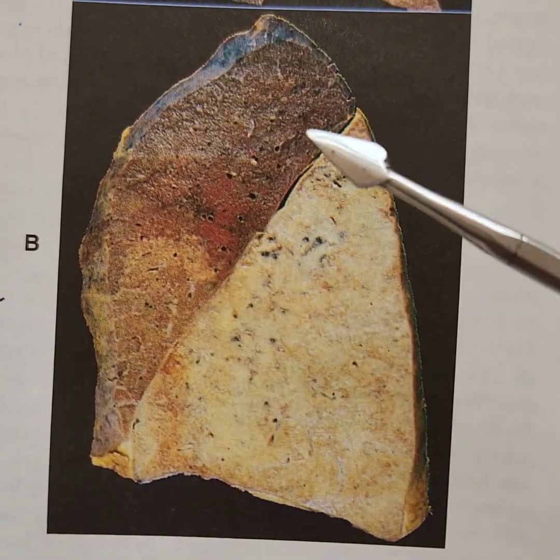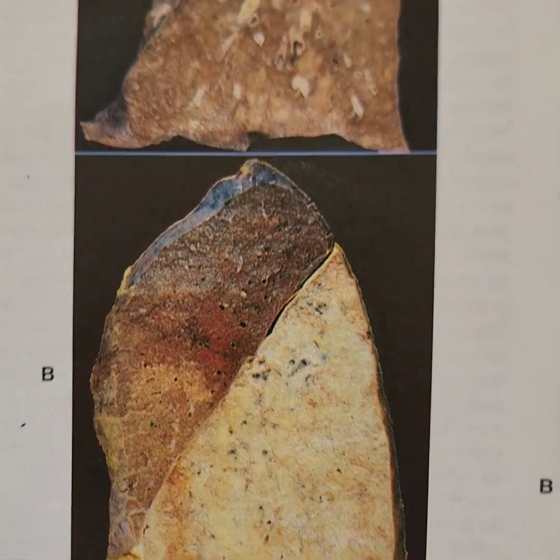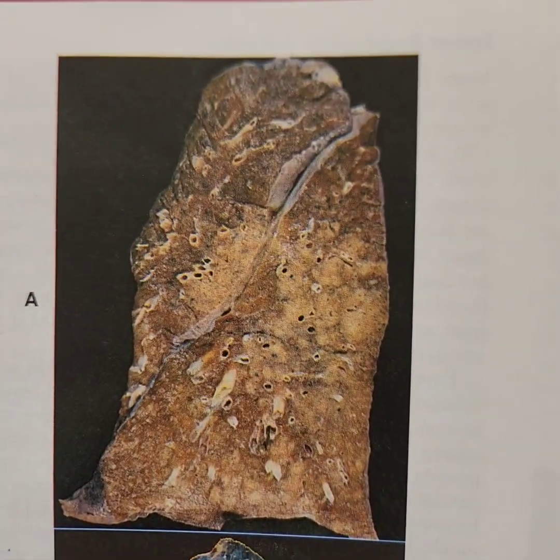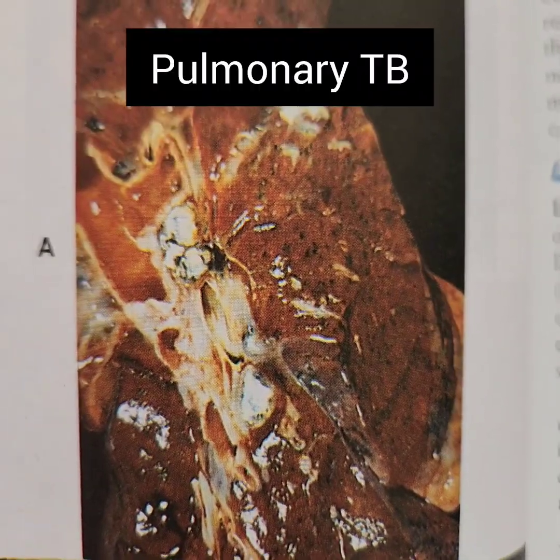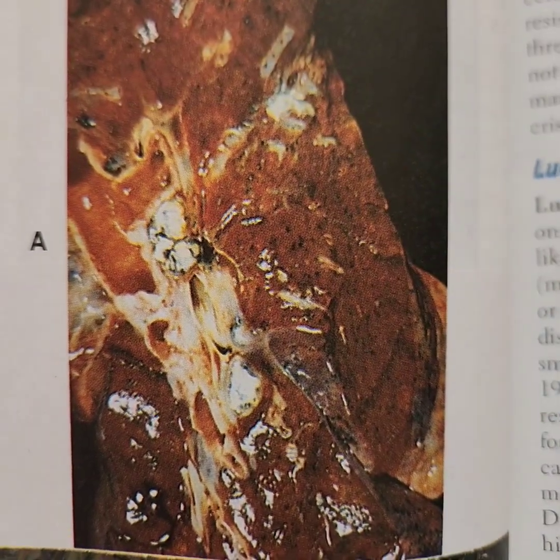This is the gross appearance of normal lungs and their lobes. This is lobar pneumonia, where exudates are filling the upper lobe completely. This is pneumonia involving more than one lobe. In pulmonary tuberculosis, the lesions appear grayish white with pus formation.